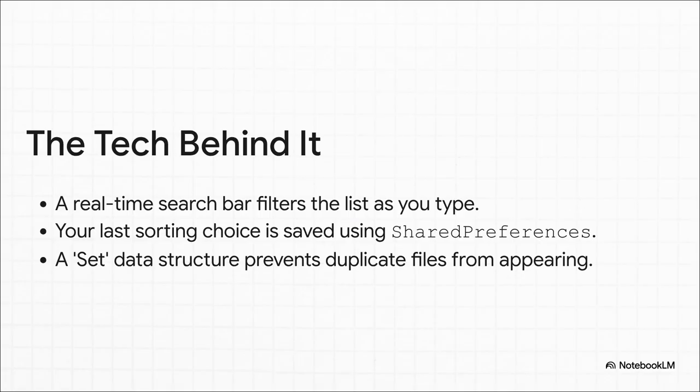And hey, remember that shared preferences tool? It's back again. This time, it's remembering your last sorting choice. So if you like to see the newest files first, it'll just remember that for next time. And to make sure you never, ever see the same file twice in your list, it uses a nifty programming tool called a set. A set, just by its nature, can only hold unique items. It's such a simple, elegant way to guarantee your list is always clean.